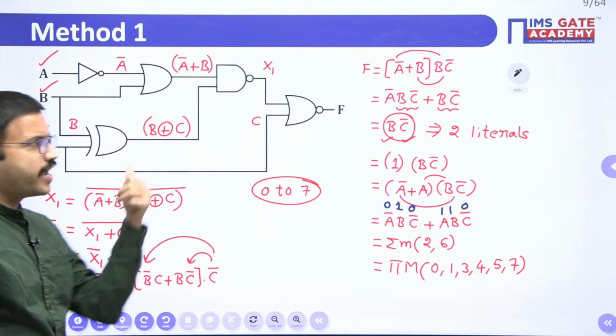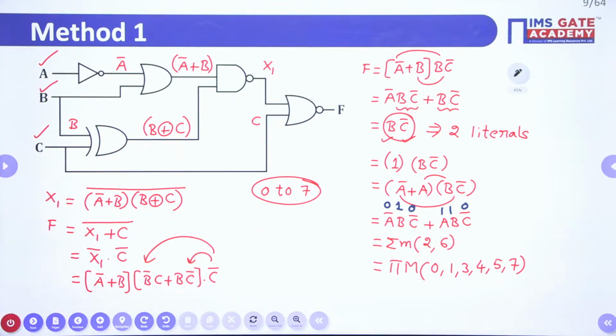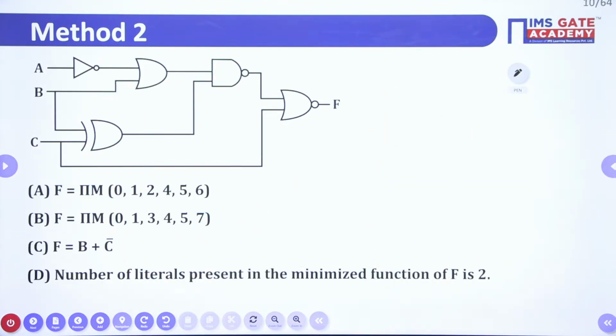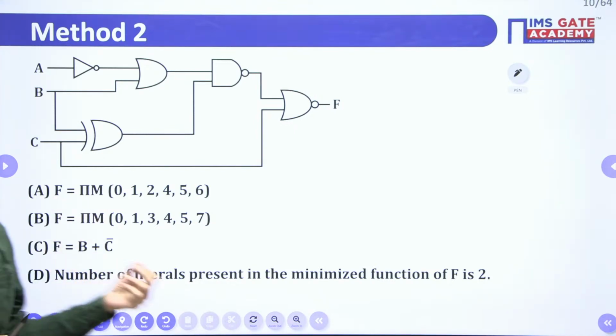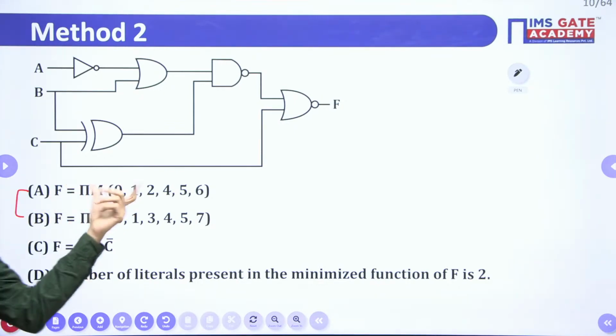Now, I have solved this question by one method. Okay, now I am going to give one more method. See, just observe here, you have the circuit diagram and this question is MSQ, and you have to choose among the four choices which one is correct. Okay, right. Just focus only on option A, option B. Just focus on the first two options.